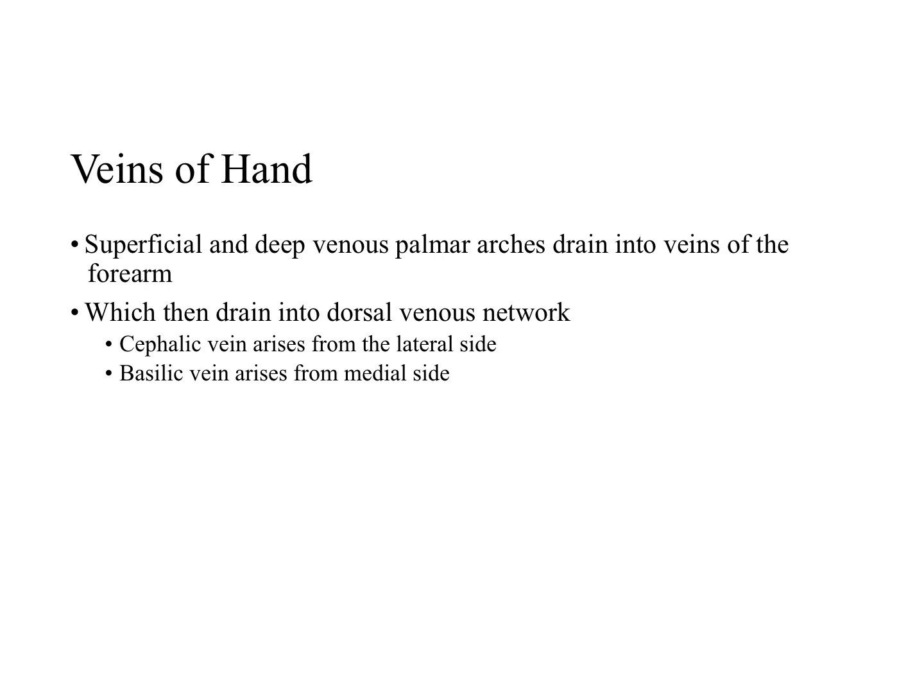The dorsal digital veins drain into three dorsal metacarpal veins. They unite to form a dorsal venous network. The cephalic vein arises from the lateral side of this dorsal venous network, whereas the basilic vein arises from the medial side of this dorsal venous network.